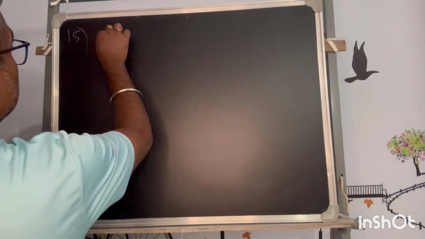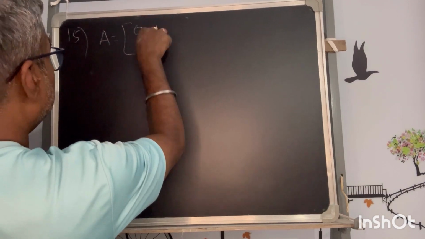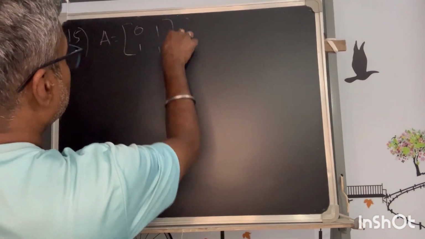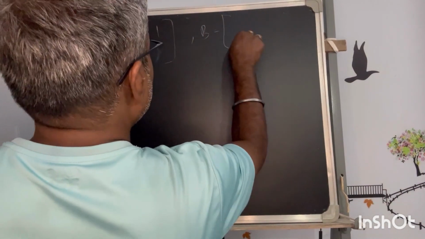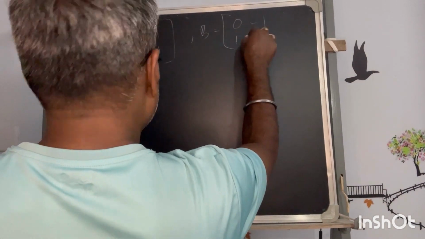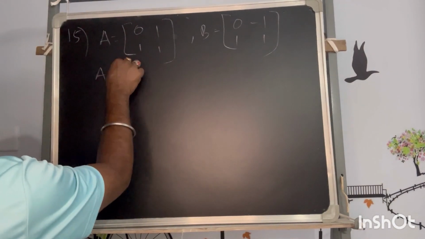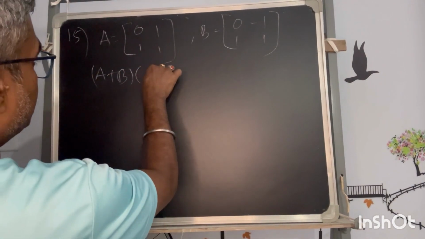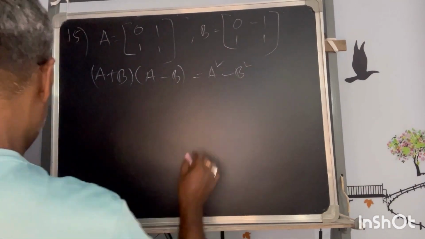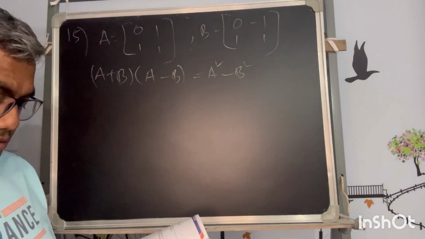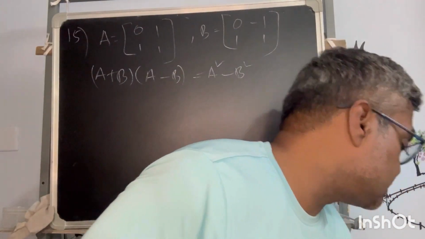For these matrices, we have to prove something. A is given as [0 1; 1 1], then B is [0 -1; 1 1]. So these two matrices are given. You have to prove that (A plus B)(A minus B) is equal to A square minus B square. Okay, so this is very straightforward.